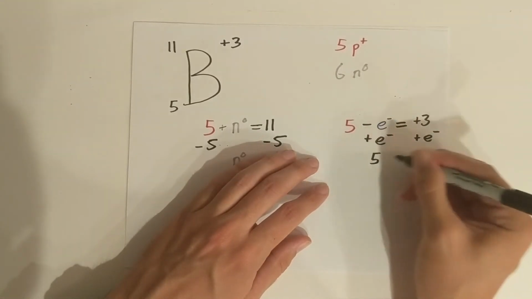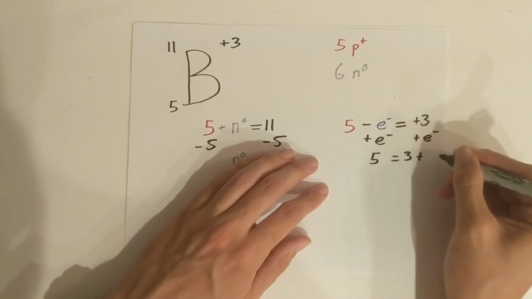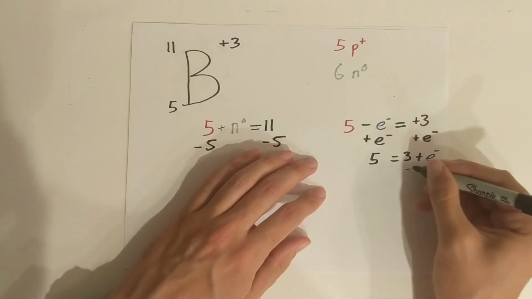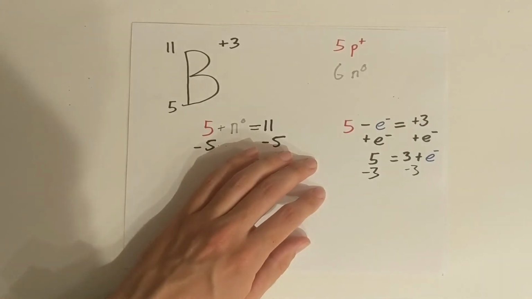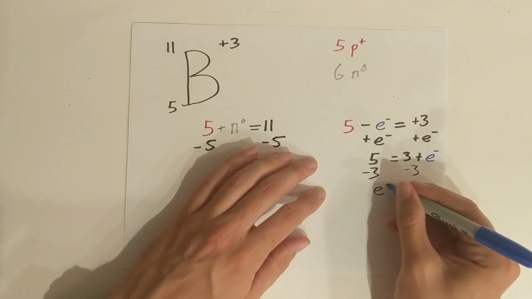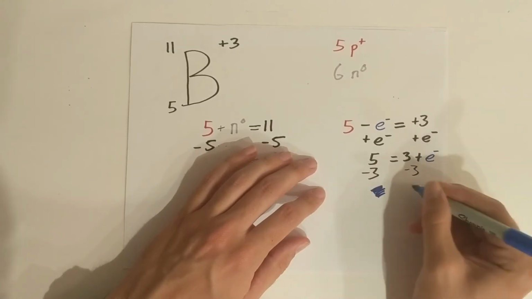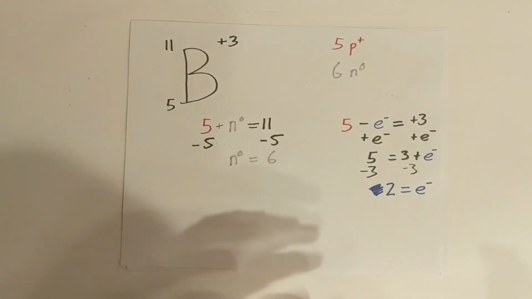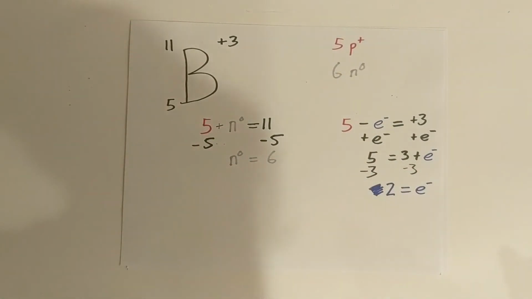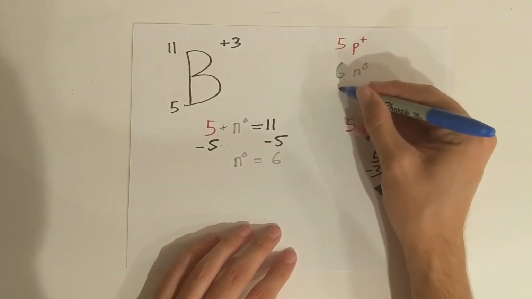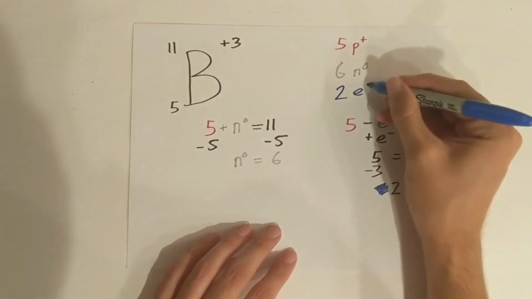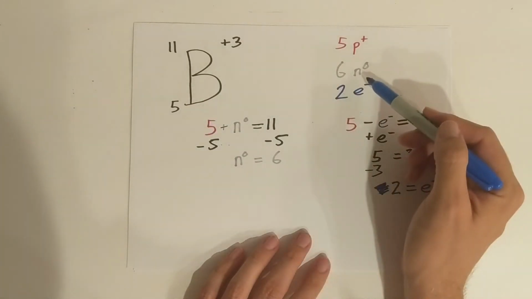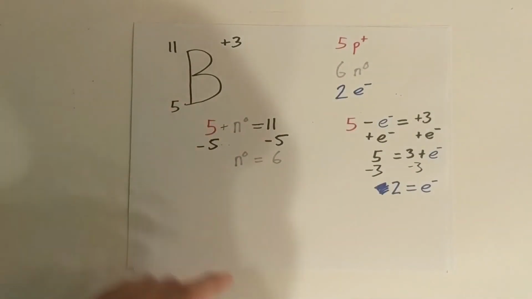And we'll get 5 is equal to 3 plus E. And then we're going to subtract 3. And we will find that E is equal to 2. So again, if you could do this in your head, and after doing a lot of these problems, you could do them in your head, feel free to do that. But if you don't know, you could stick with this math problem. So that would be how many protons we got, how many neutrons we got, and how many electrons we got in this atom.